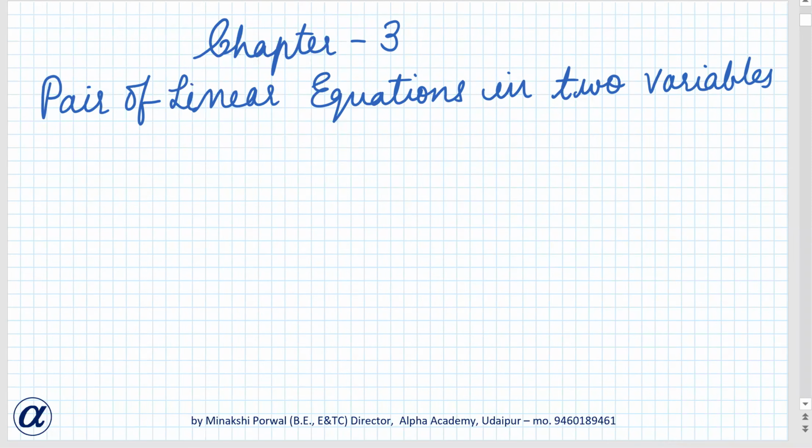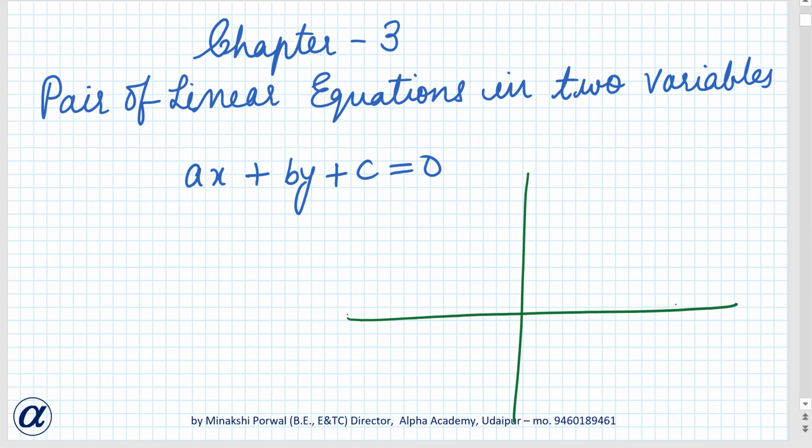Now, we have seen in class 9th, if we have an equation ax plus by plus c equals 0, this is a linear equation. Why is it called a linear equation? Because the power of x is 1 and the power of y is 1. Linear equation means when we plot this graph, we get a straight line. If I plot this graph, I'll get it this way.